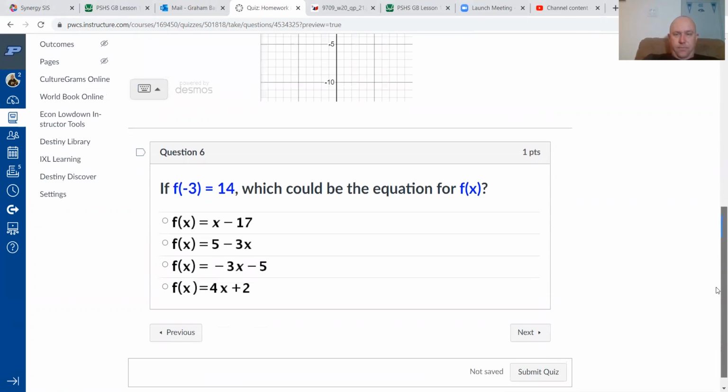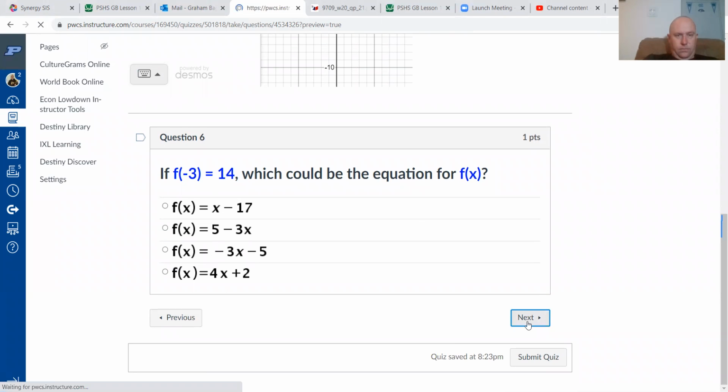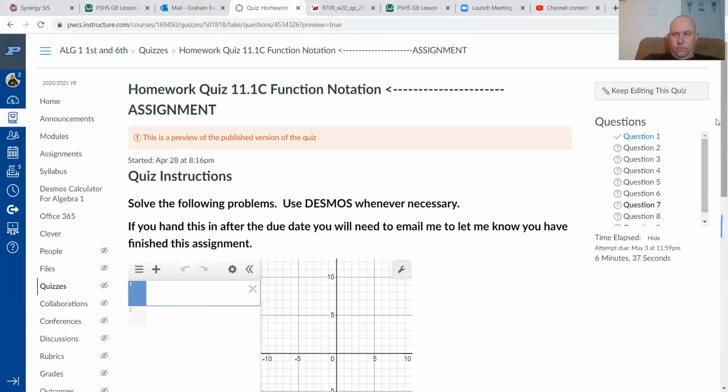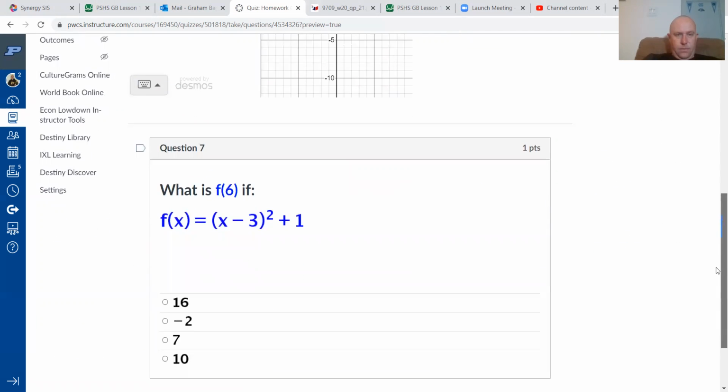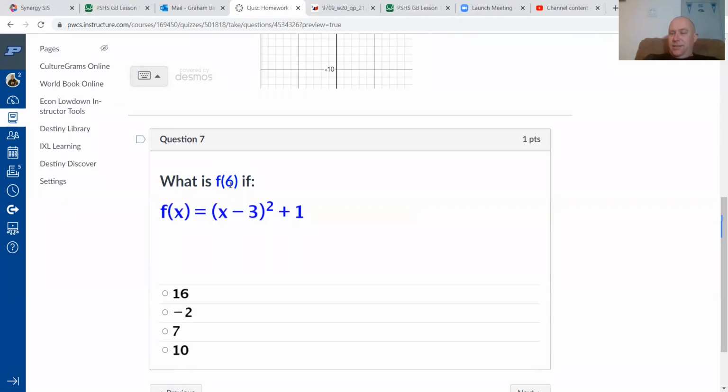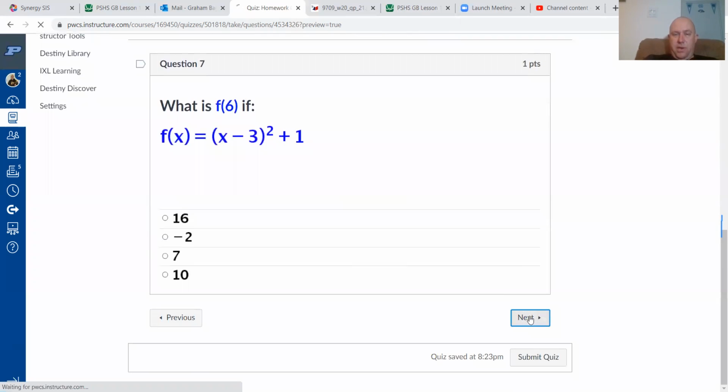Question 6. Same sort of thing. F of -3 is 14. So we just got to check each one as we go along. So type in the rule, type in x as -3, and just look to see if you get that answer of 14. What is f of 6? So that just means x is 6. So go ahead and type in the rule, put x is 6 in your table, and see which one is the correct one, or whichever method you're going to use.